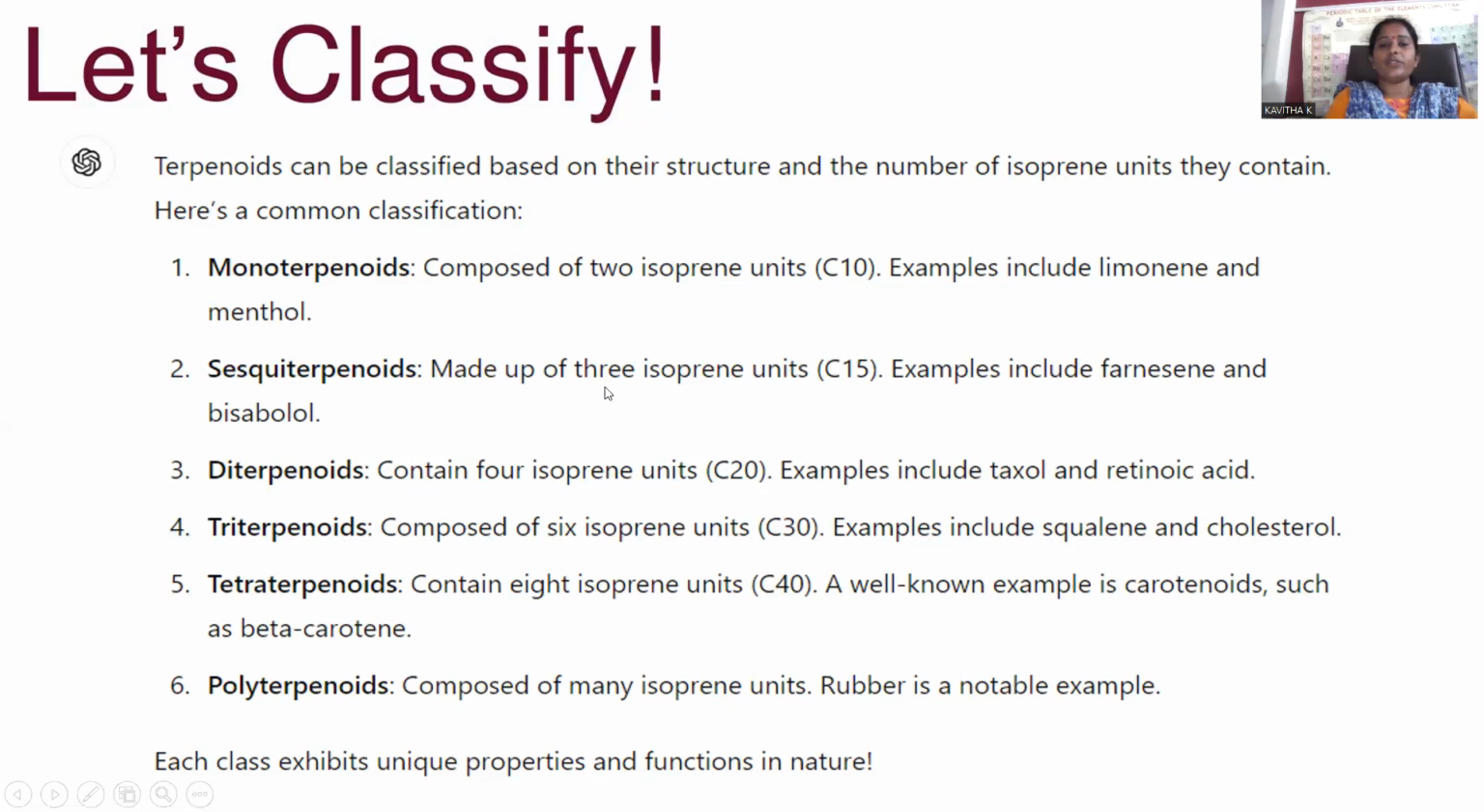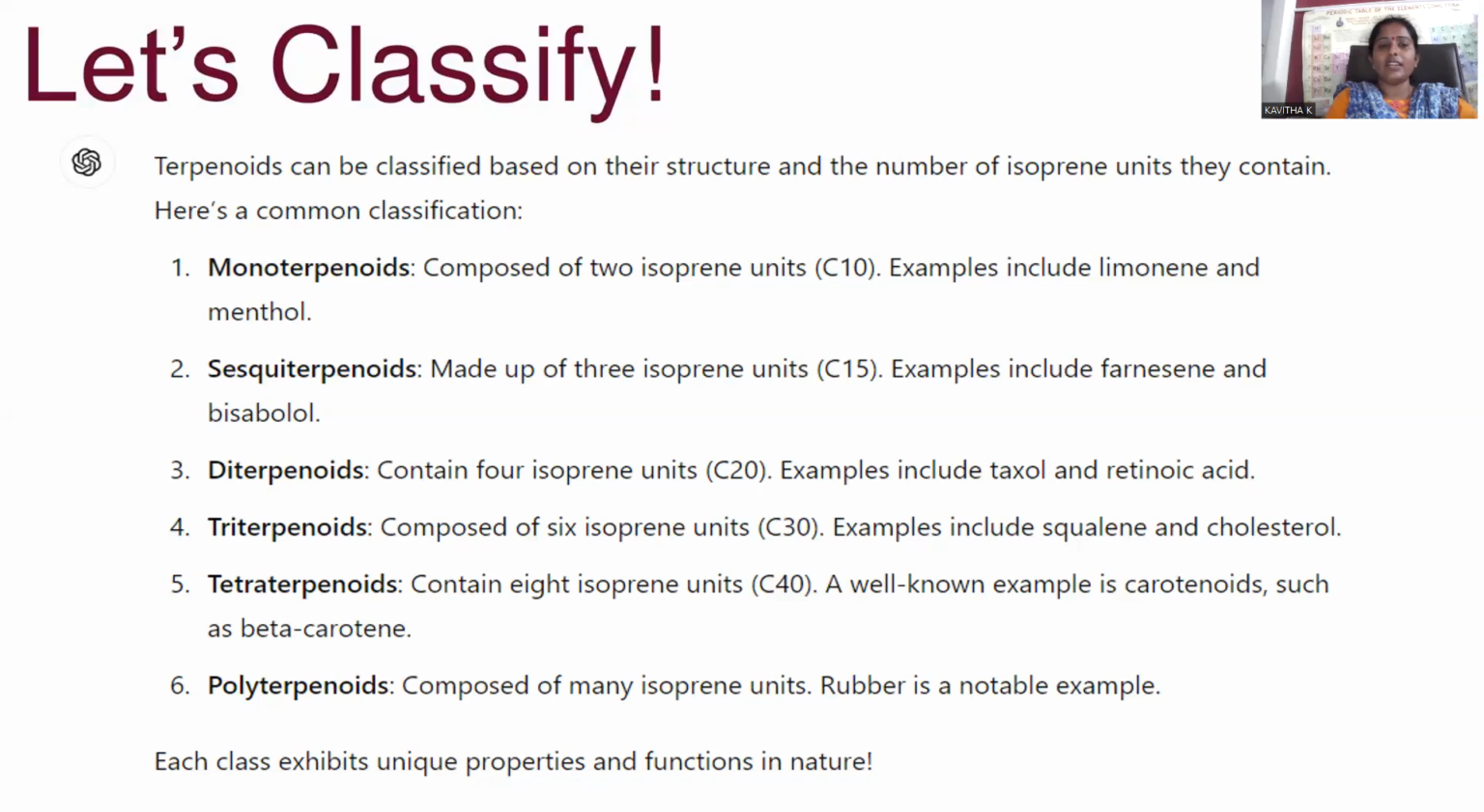Sesquiterpenoid, how many units can we notice? Three isoprene units, that is denoted as a sesquiterpene. Here, three isoprene units, each isoprene has five carbons, so 3 multiplied by 5 gives C15. So 15 carbon atoms are present. Examples for sesquiterpenoid are farnesene and bisabolol. Farnesene and bisabolol are the classical examples for sesquiterpenoid.